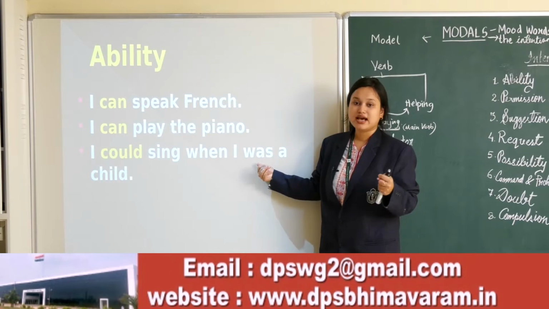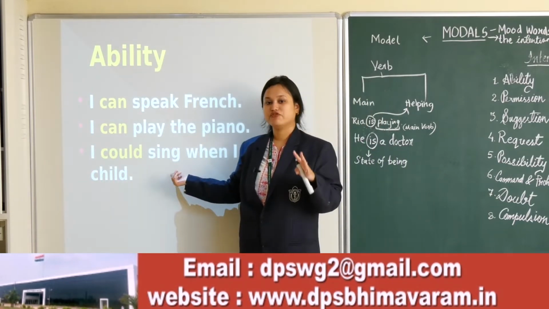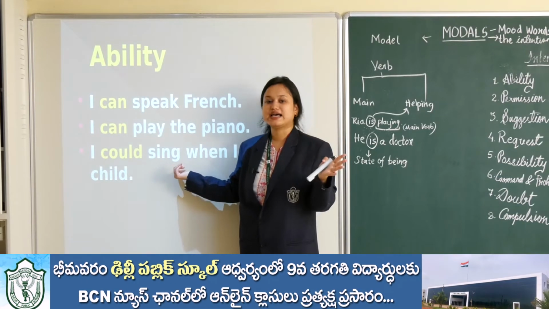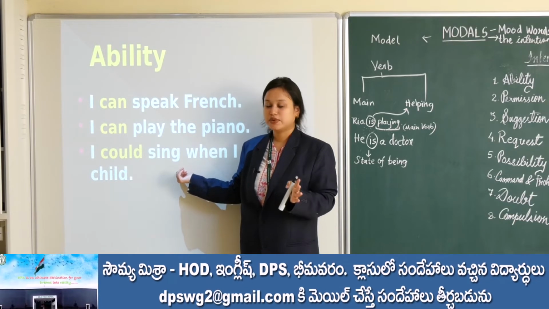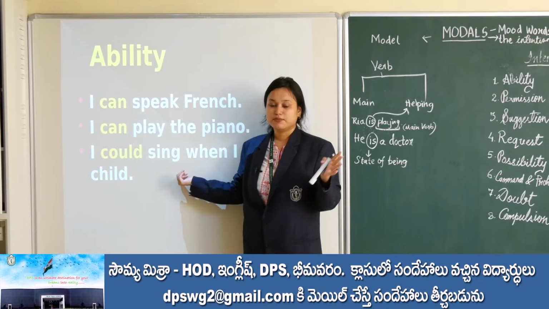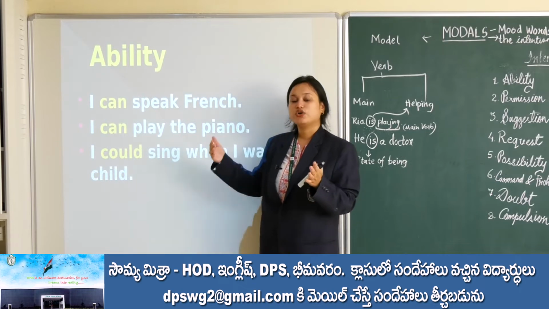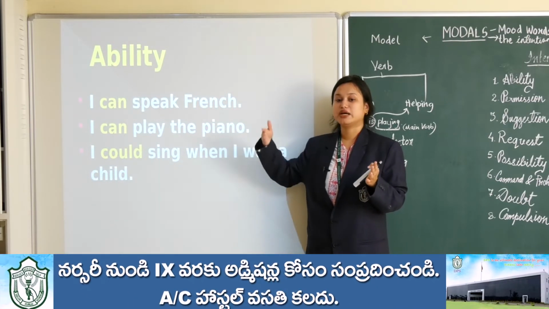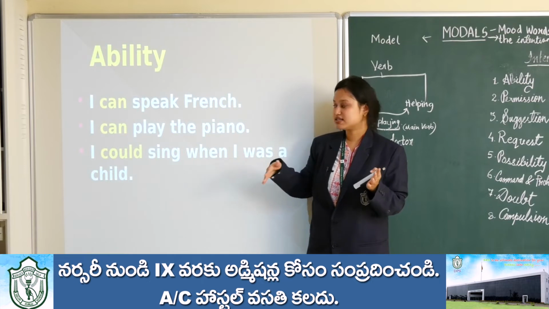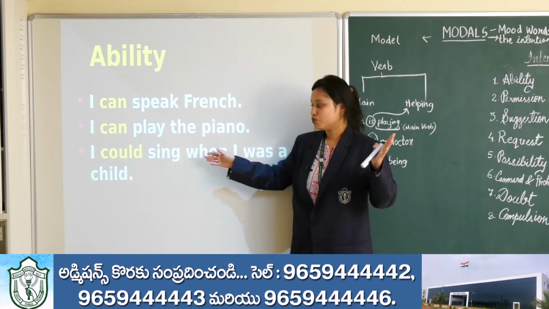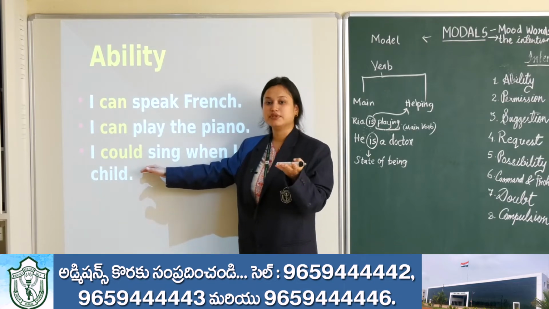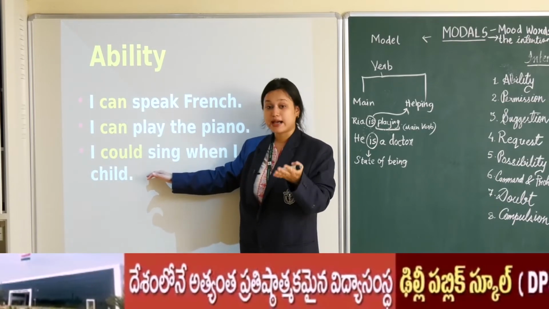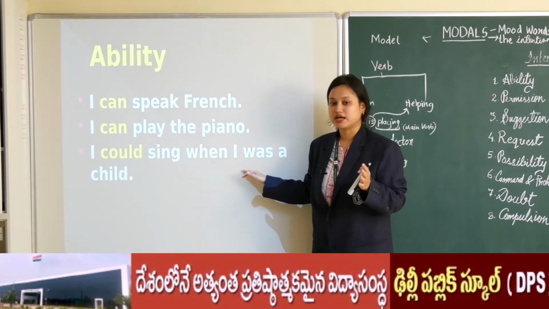That means when I was a child, in my childhood days, when I was a small child, I could sing. My voice was very nice at that time, but now it has changed a bit. Now it has become quite rough, so I have left singing. But when I was a child, I could sing. It means I am trying to convey one of my capabilities in the past, one of my talents which I had in the past, now I don't have. So we use could to tell about a capability which we had in the past, right?